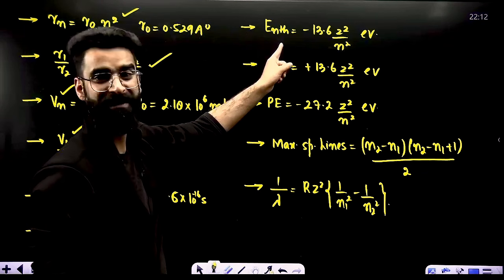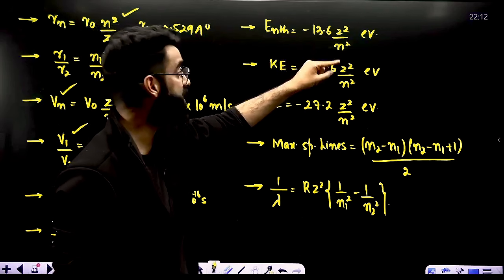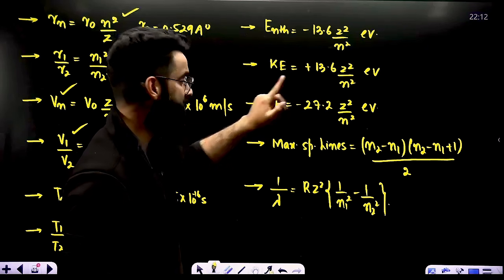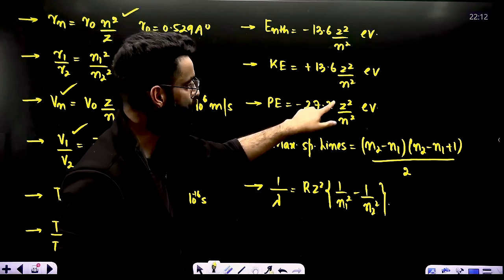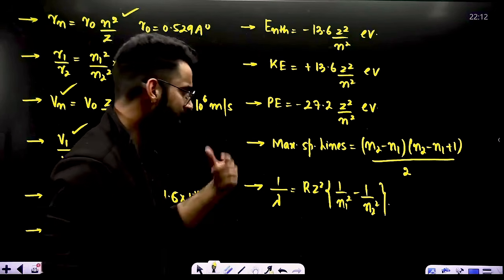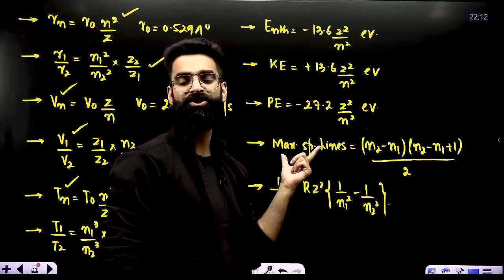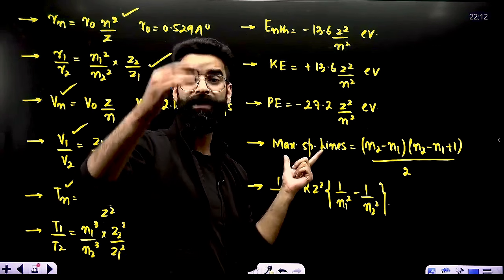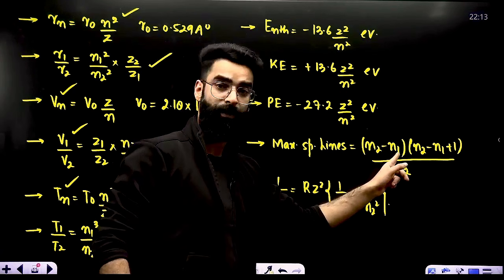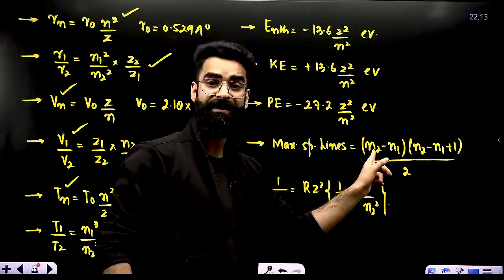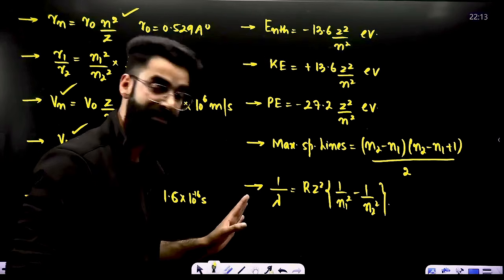Total energy possessed by the electron is equal to minus 13.6 Z square by n square electron volts. Kinetic energy is plus of this. Potential energy is minus 27.2 Z square by n square. Maximum number of spectral lines obtained when the electron makes a transition between two energy states is n2 minus n1 multiplied by n2 minus n1 plus 1 divided by 2, where n2 is the higher energy state, n1 is the lower energy state.